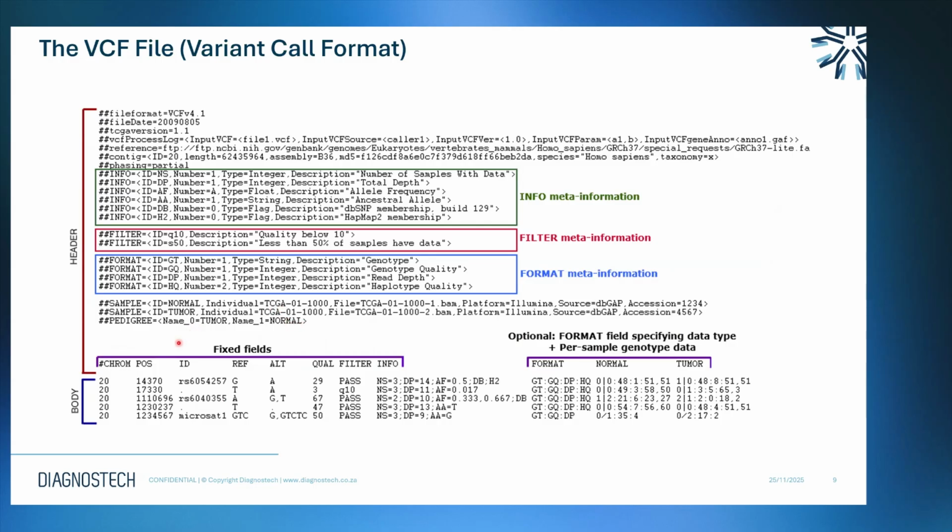But the real core of the VCF is contained within the body. And I'm going to show you another one in more detail. But really what we're seeing here is a specific position in the chromosome, a SNP ID if it exists, the reference and the alt allele, and then quality metrics and filters. So it's really telling you all of the variants that were identified in that sample, along with additional metadata that can be used downstream in the analysis.